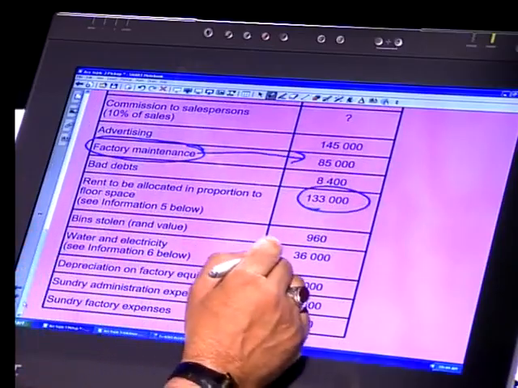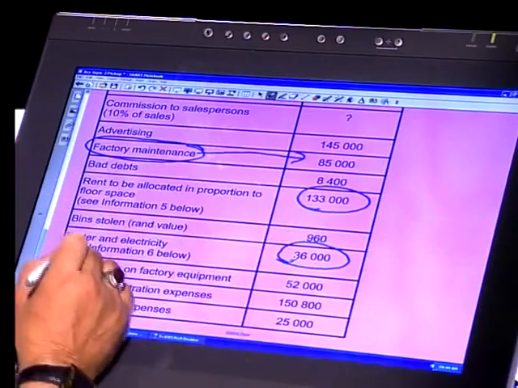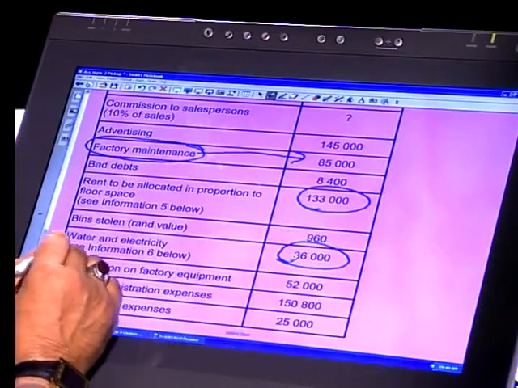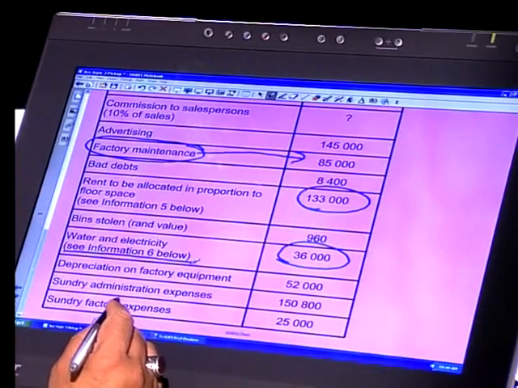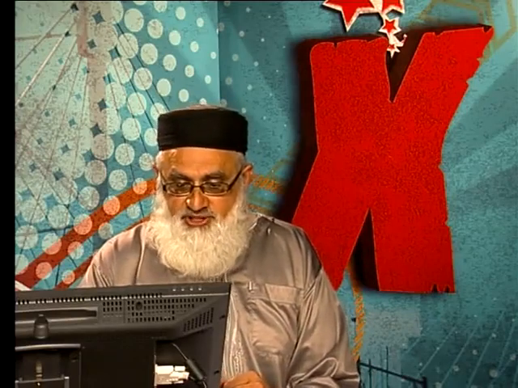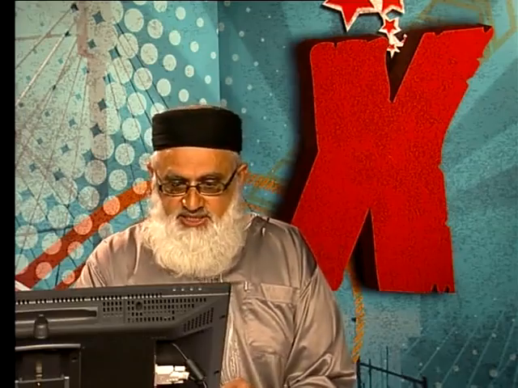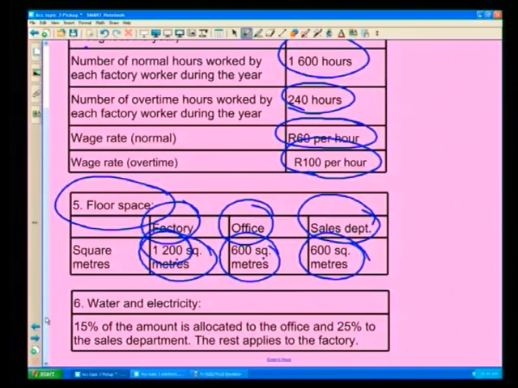Next one, water and electricity. What do we know about water and electricity? Let's see. Water and electricity, 36,000. However, see information 6 below. So the question leads you on to certain information. Let's look at the information below. What does it tell us? Information 6, water and electricity.